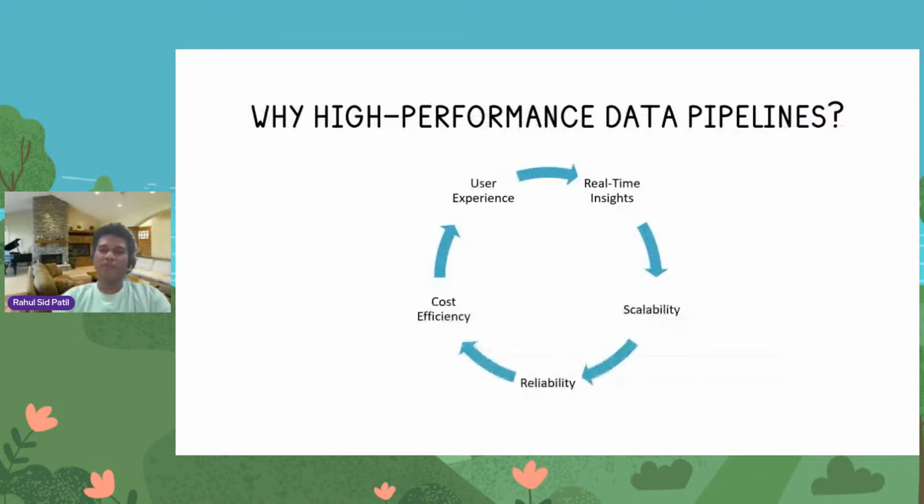So far, we have looked at what a data pipeline is, but here is a real reason we care about performance. Today's users expect instant feedback, real-time analytics, and seamless experiences. Whether it is a financial transaction, a user click, or a sensor event, the pipeline must handle it fast, reliably, and at scale. That's why modern pipelines must be built for real-time insights so decisions can be made instantly, scalability so the system grows with your data, reliability so it never breaks under pressure, cost efficiency because performance shouldn't drain your cloud budget, and ultimately a better user experience.